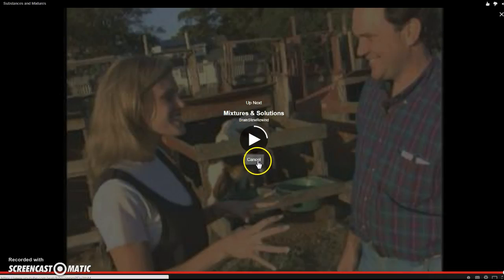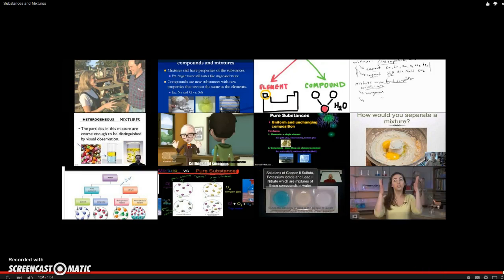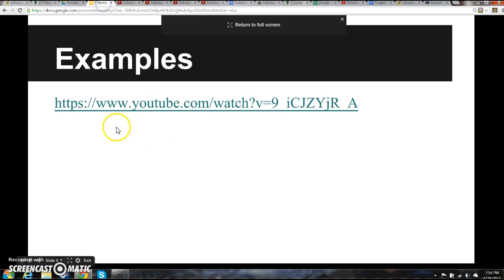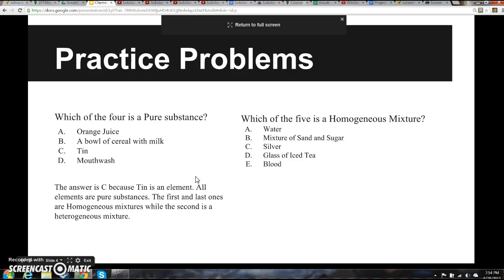So that was just some examples of the different mixtures and the substances. So here's some practice problems.